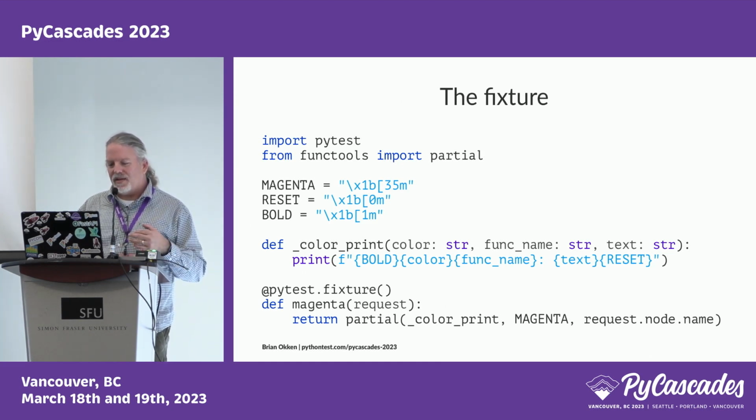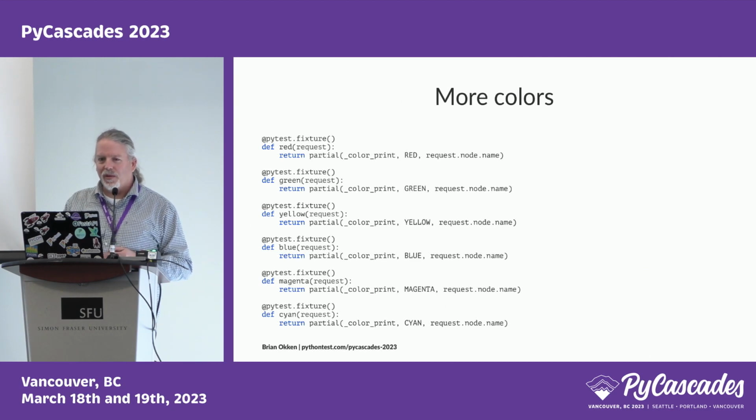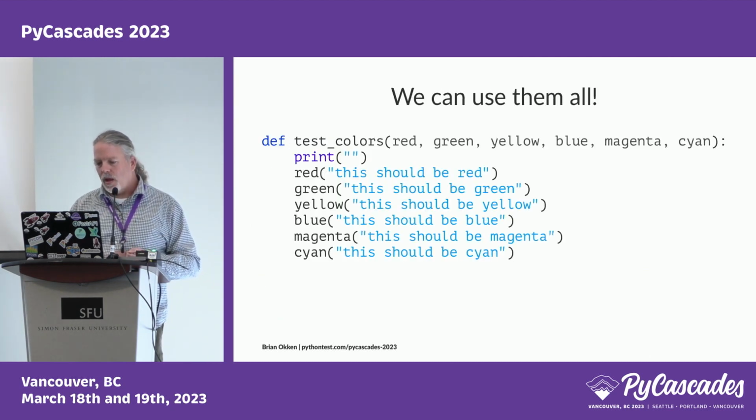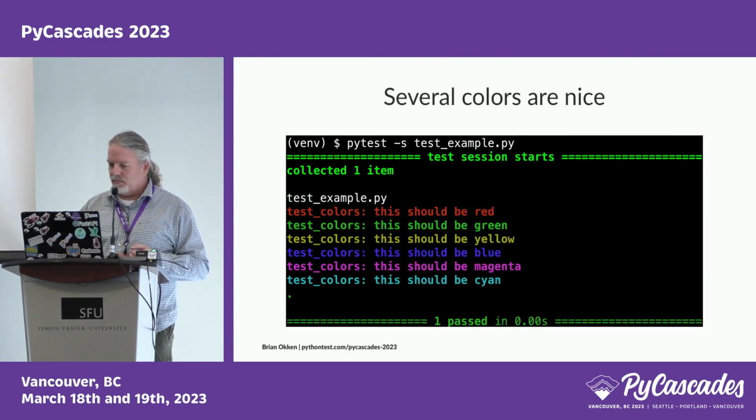And I didn't have to use partials for this. You could just define a function and return a function. That would be easy. But I wanted it to be a one-liner so that I could do a whole bunch of colors and make them all one-liners and fit it all in one slide. So that we can use all of them, and you can use multiple fixtures within a test. Here I'm using all of the colors to make this nice, pretty rainbowy output. I like it.